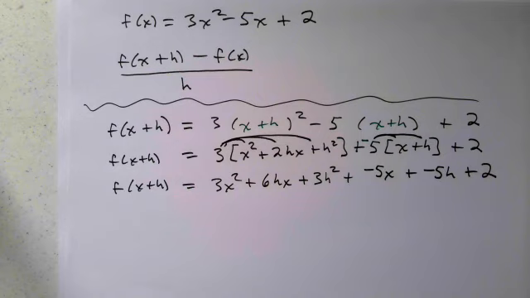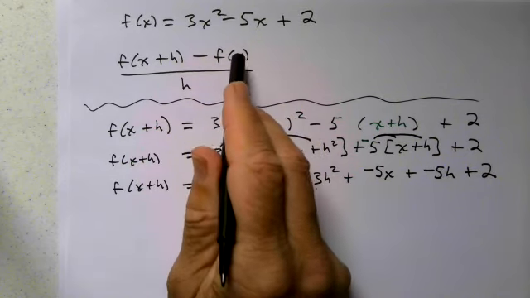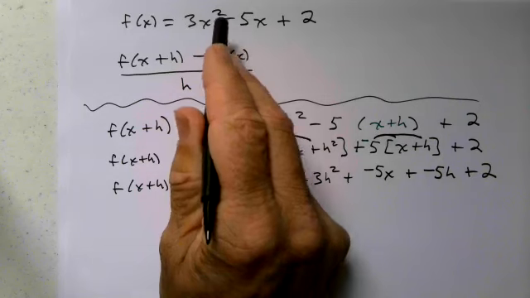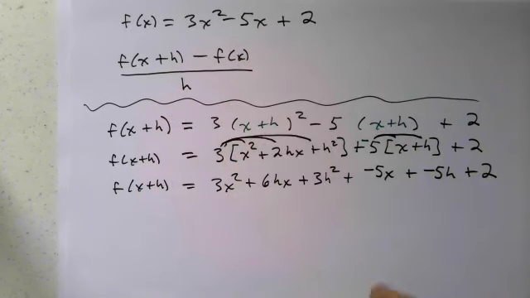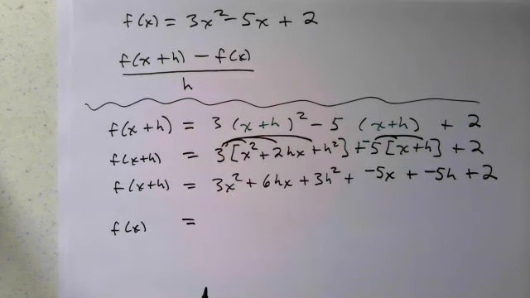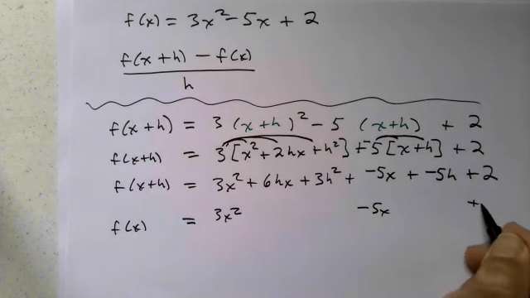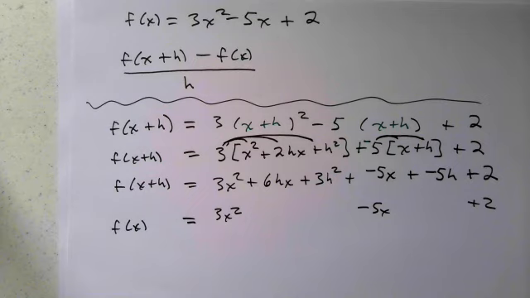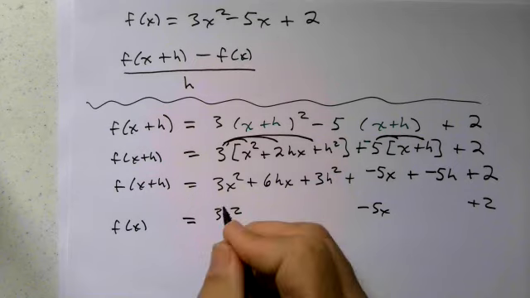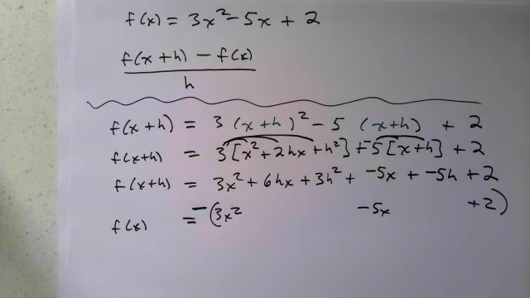Now go back and look at the original question. f of x plus h minus f of x over h. I have to subtract f of x. What is f of x? 3x squared minus 5x plus 2. So here's what I recommend. Write f of x underneath it. 3x squared minus 5x plus 2. And we are subtracting this whole thing. So my next line is going to be f of x plus h minus f of x.